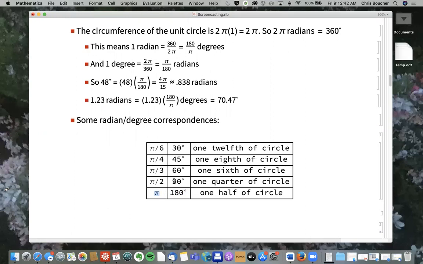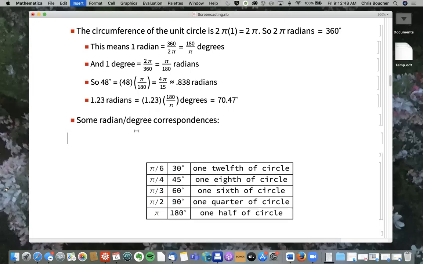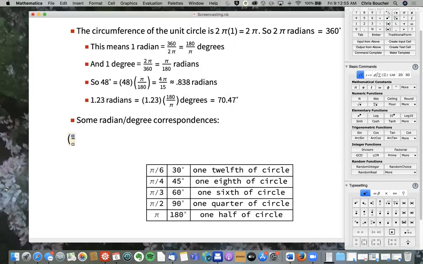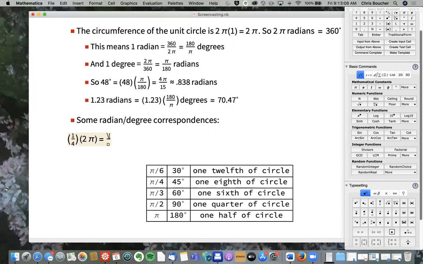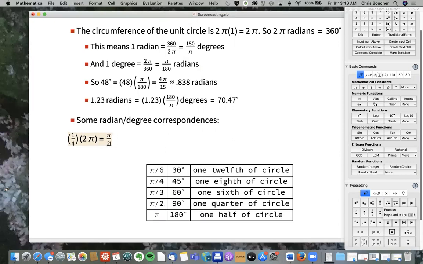So a quarter of the circle is 90 degrees. 1/4 of 2 pi, right? Let's do 1/4 of 2 pi. You can cancel a little bit, right? The 2 with the 4, and you wind up with pi over 2. And that's where this value comes from.